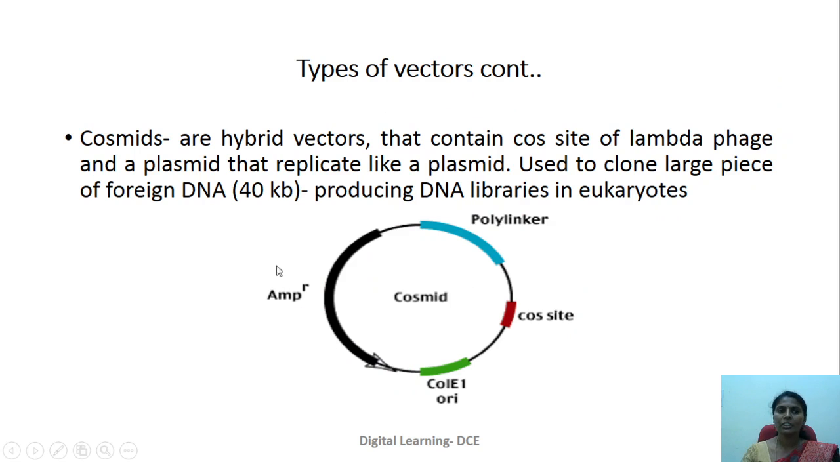Coming to the third type of vector, that is cosmids. Cosmids are hybrid vectors that contain cos site of lambda phage and a plasmid that can replicate like a plasmid. It is used to clone large pieces of foreign DNA molecule of about 40 kilobase pair. Cosmids are generally used in production of DNA libraries of eukaryotes. In this diagram, we can see a cosmid vector which is formed by the combination of cos site as well as plasmid. This is a cos site and this is ampicillin resistance gene with origin of replication.